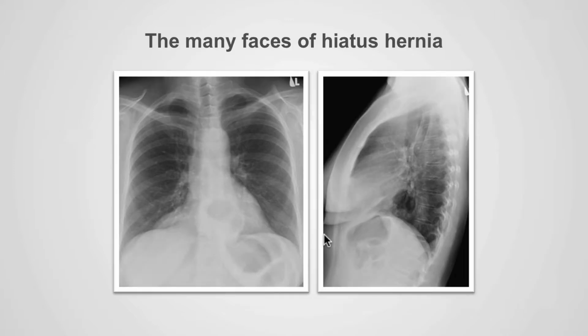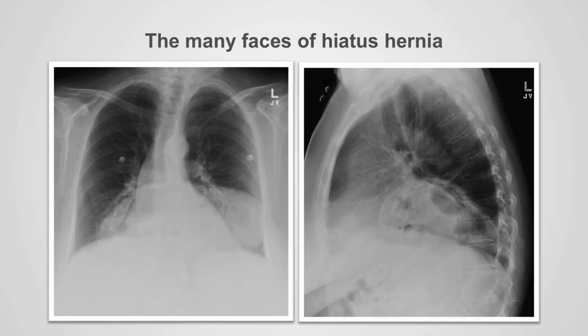Hiatus hernia can have various appearances. It can be quite small and not identifiable on X-ray. It can be moderate size, as in this example, and contain air. Or, as in this case, the hiatus hernia can also be large and occupy a significant portion of the hemithorax. Here we see abnormal mediastinal edges caused by a massive hiatus hernia.